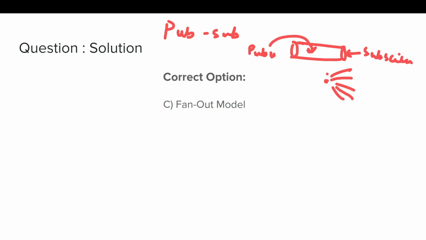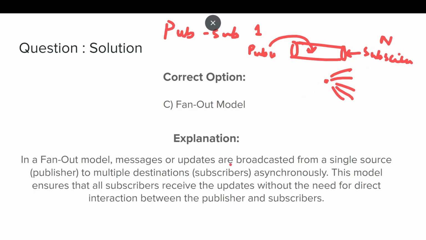Now, when we talk of the fan out model, it's like your single message is broadcasted to multiple subscribers. That is why we call it the fan out model. Okay, messages are broadcasted from a single source to multiple destinations. Now, this model ensures that all the subscribers receive the update without the need for direct integration. There is no direct interaction; the subscriber is not hitting a REST API and getting the data, nothing of that sort.